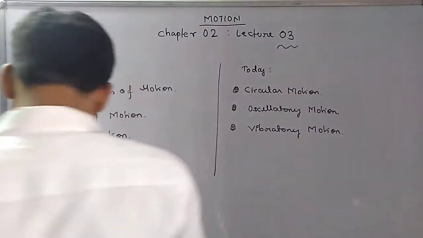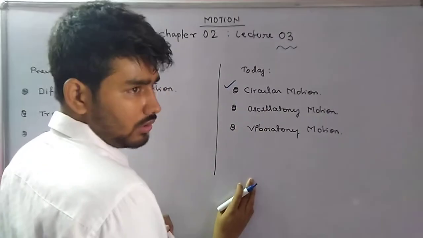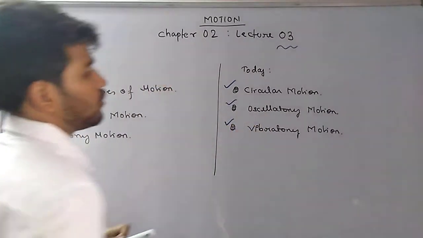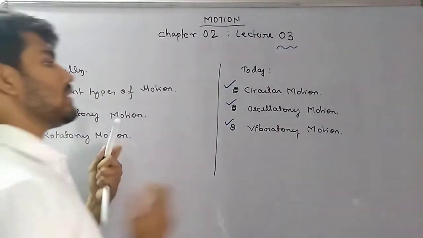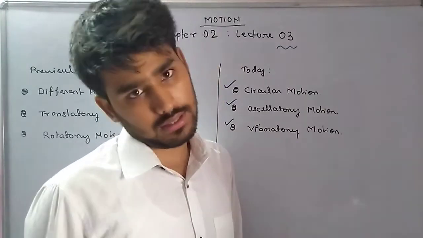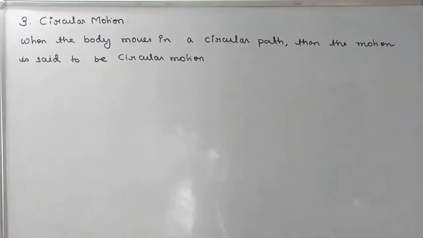Now what we will discuss today is circulatory motion, oscillatory motion, and vibratory motion. We will try to discuss these 3 types of motion in today's class. Chaliye, let's start. Okay, we'll start with circular motion.